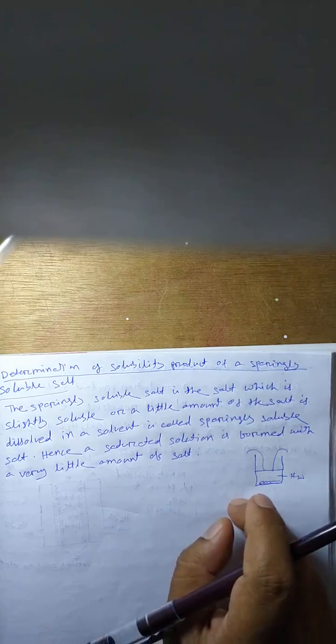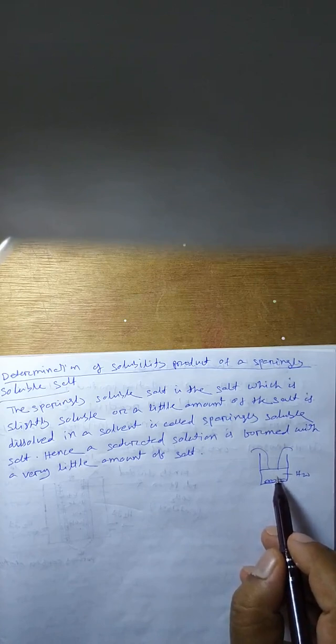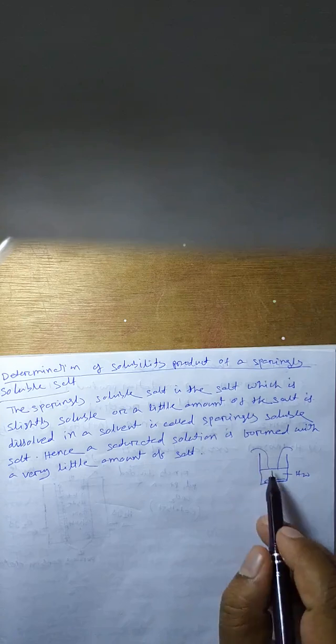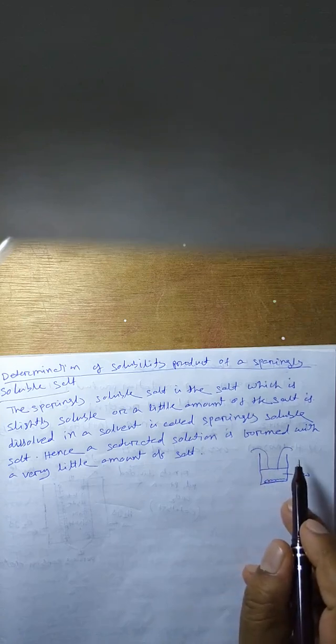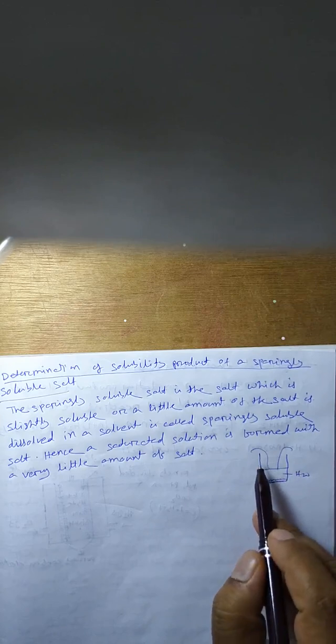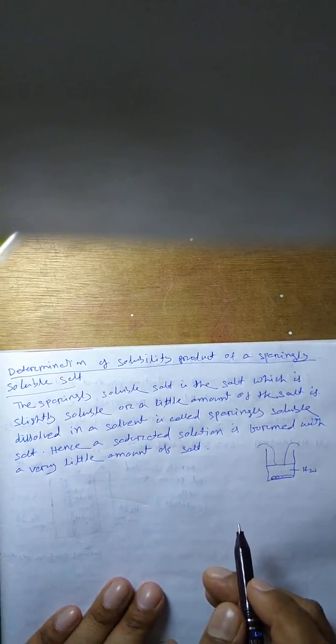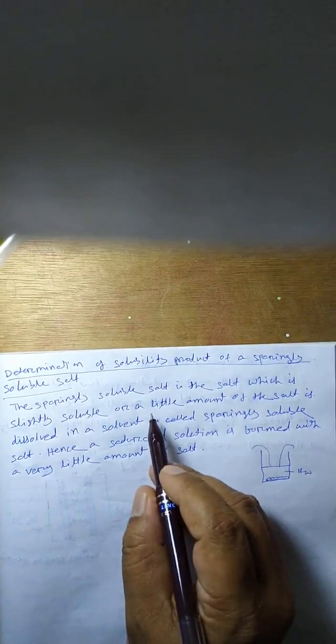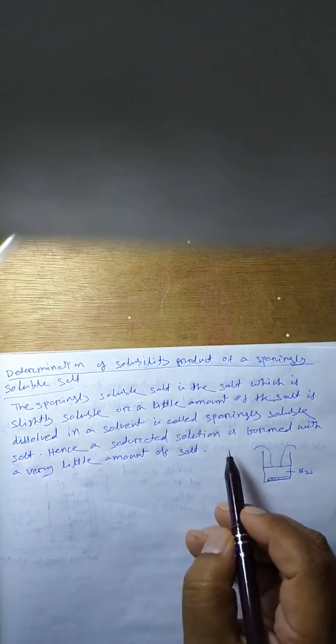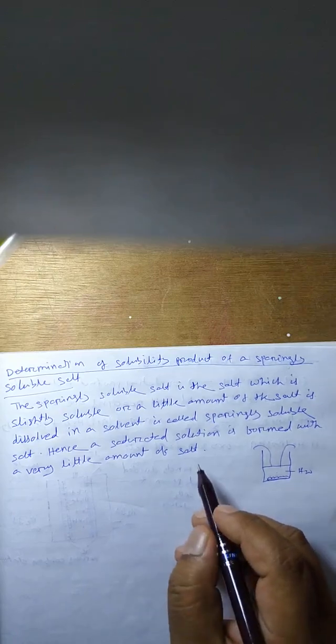Saturated means no further salt is dissolved. If an excess amount of salt is put in and it settles down at the bottom without dissolving, the solution is called supersaturated. If you add more salt and it is soluble, it is called unsaturated. Saturated means when you add a very small amount, it will settle down at the bottom without dissolving. So as it is a sparingly soluble salt, a very little amount of the salt is dissolved in water, and a saturated solution is formed.